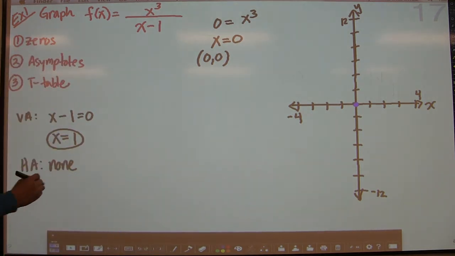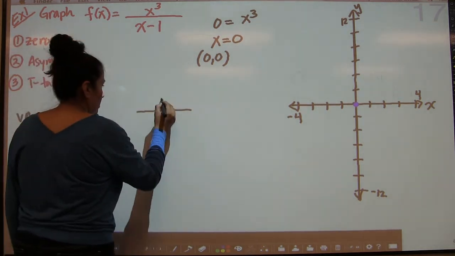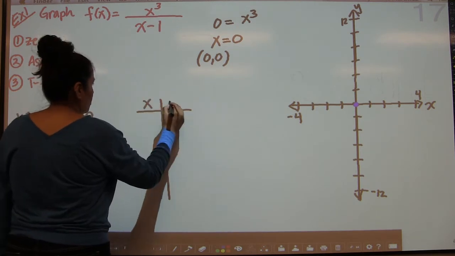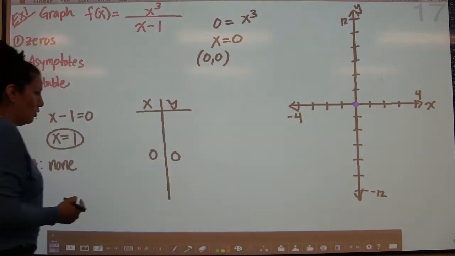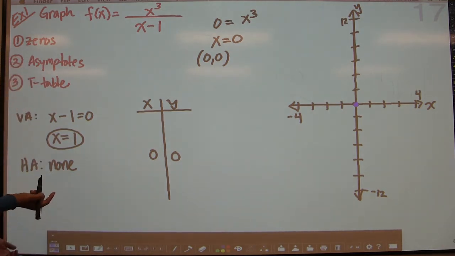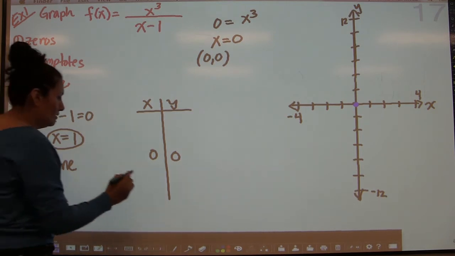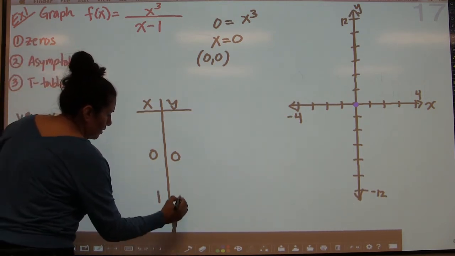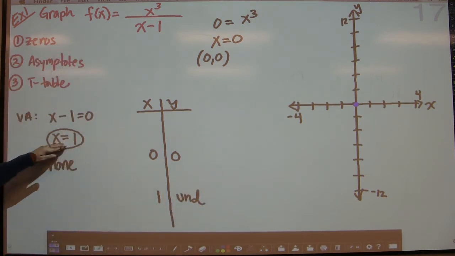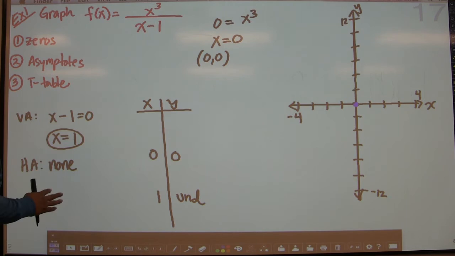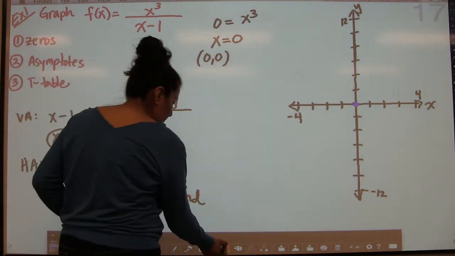So then the next thing you want to do is your t-table. And so in your t-table, you want to make sure that you have 0, 0, which is your x or y, in this case the same intercept. You want to make sure you put your vertical asymptote, even though we know that the value there is undefined. We can put undefined like that. Okay, we know that there is no value there. It's an asymptote. That means that there's going to be an imaginary line going through x equals 1.